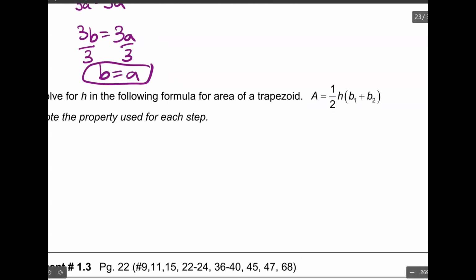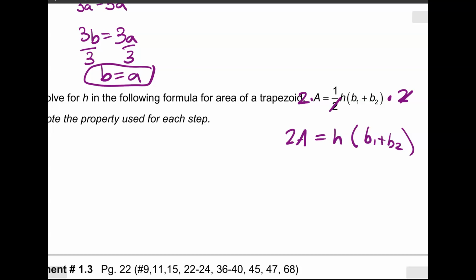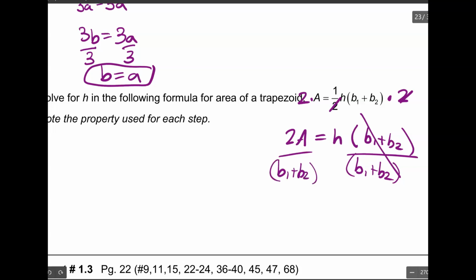I want to get h by itself. So right now, h is being multiplied by b1 and b2. Let's multiply by 2 on both sides. So that crosses that guy out. So I have 2a equals h times b1 plus b2. I still need to get h by itself. I'll do all over b1 plus b2. Exactly. I can divide by that whole quantity. And then 2a over b1 plus b2 equals h.